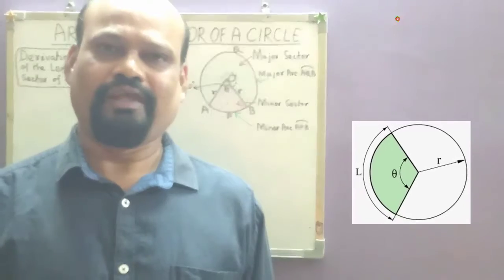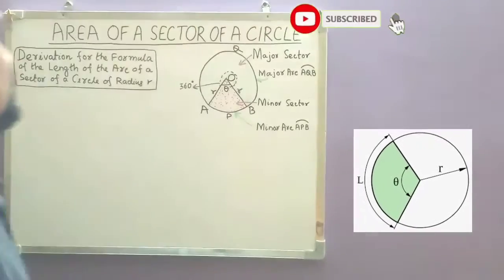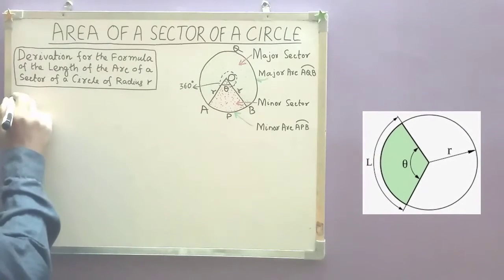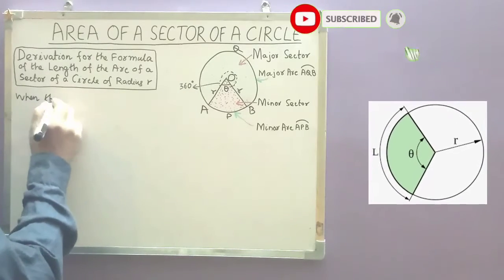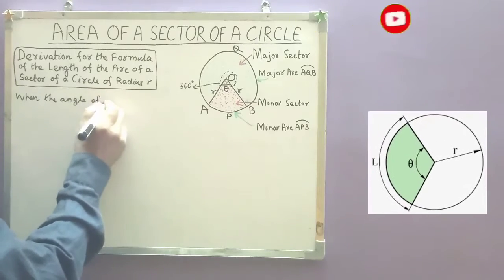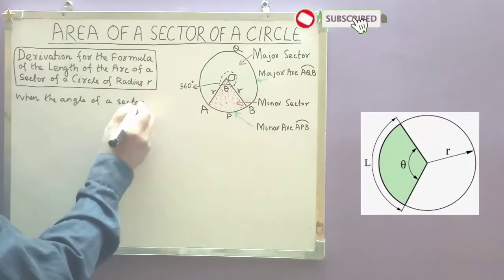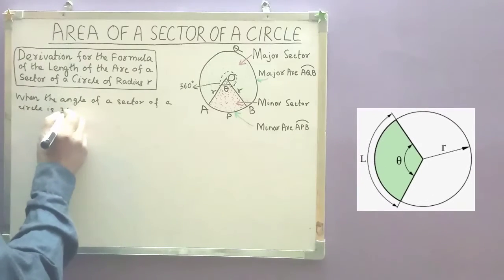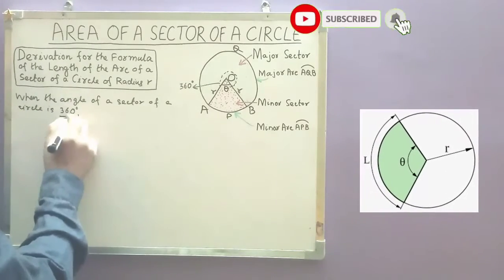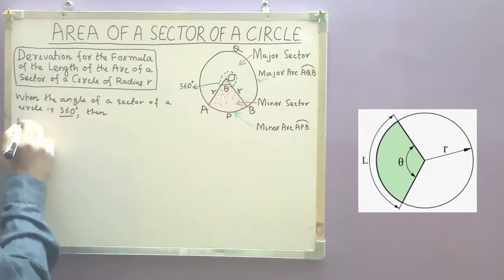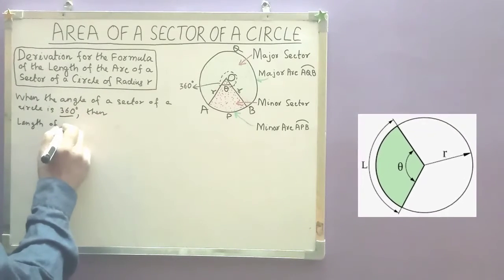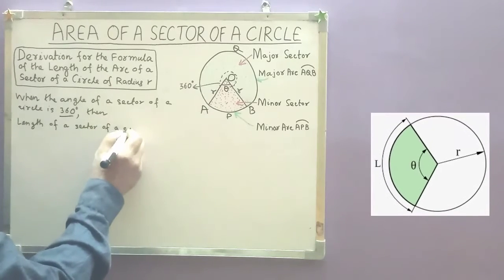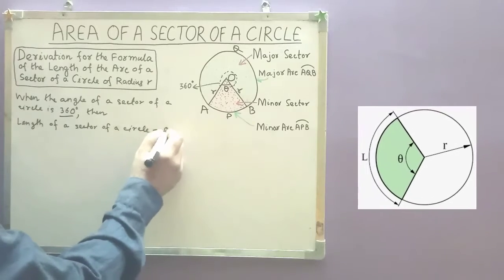Now, let us derive the formula for the length of the arc of a sector of a circle of radius r. When the angle of the sector of a circle is 360 degrees, then the length of the arc of the sector, that is the circumference of the circle, is equal to 2 pi r.